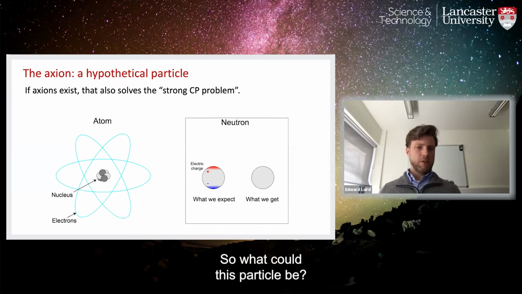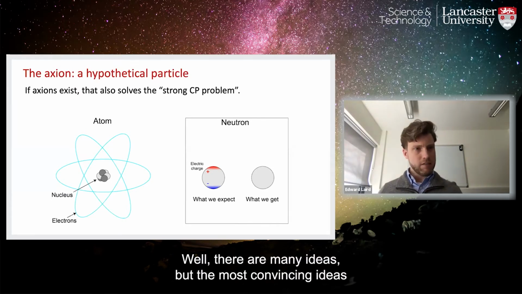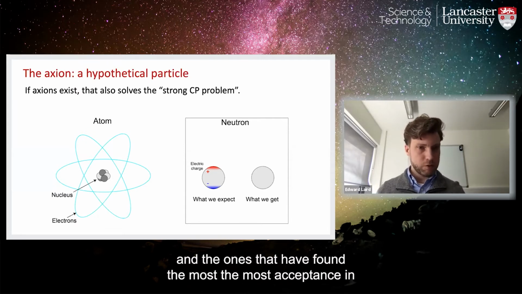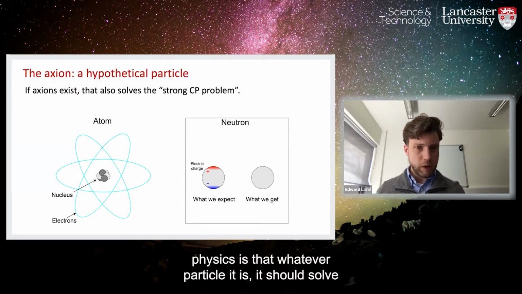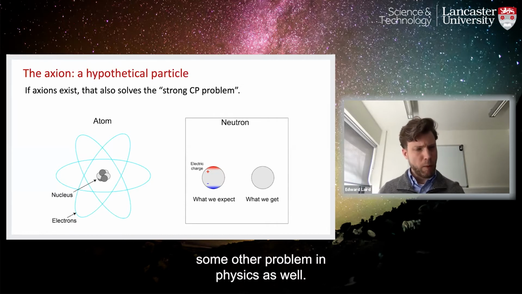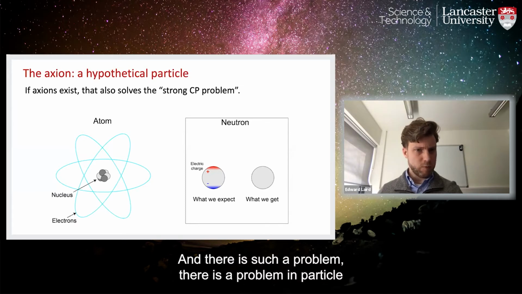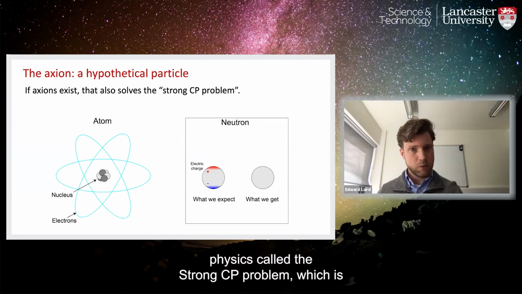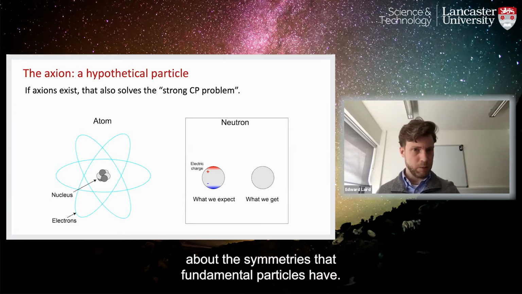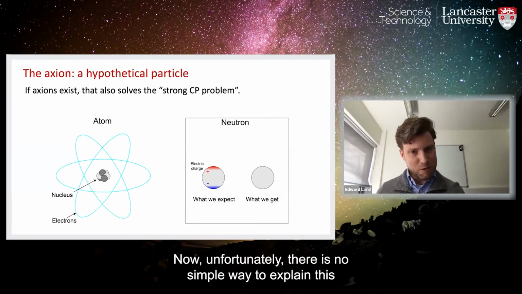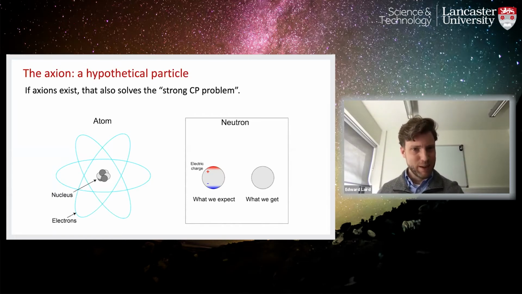So what could this particle be? Well, there are many ideas, but the most convincing ideas, the ones that have found the most acceptance in physics, is that whatever particle it is, it should solve some other problem in physics as well. And there is such a problem. There is a problem in particle physics called the strong CP problem, which is about the symmetries that fundamental particles have. Now, unfortunately, there is no simple way to explain this within one slide.